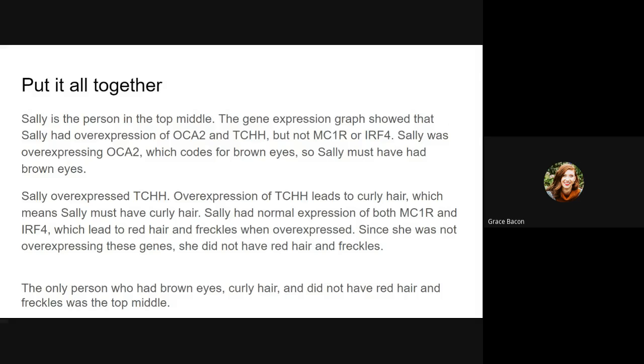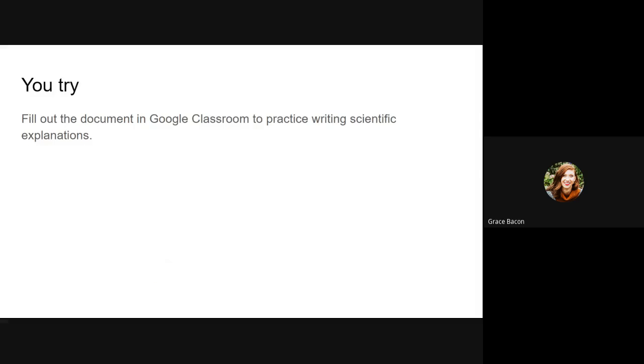And Sally had normal expression of both MC1R and IRF4, which lead to red hair and freckles when overexpressed. Since she was not overexpressing these genes, she did not have red hair and freckles. The only person who had brown eyes, curly hair, and did not have red hair and freckles was the top middle. So that's my scientific explanation of how I knew who Sally was. So this is what you're going to be trying to do in your Guess Who Part 2 activity.